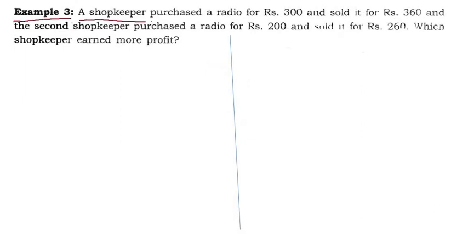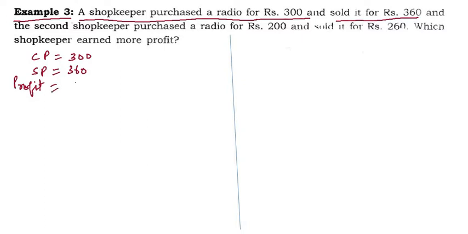A shopkeeper purchased a radio for rupees 300, that is the CP. Cost price is equal to 300 rupees, and he sold it for 360, that is the selling price. That means the selling price is more, so that is the profit. So profit is equal to selling price minus cost price. The selling price is 360 and the cost price is 300, so it becomes 60.